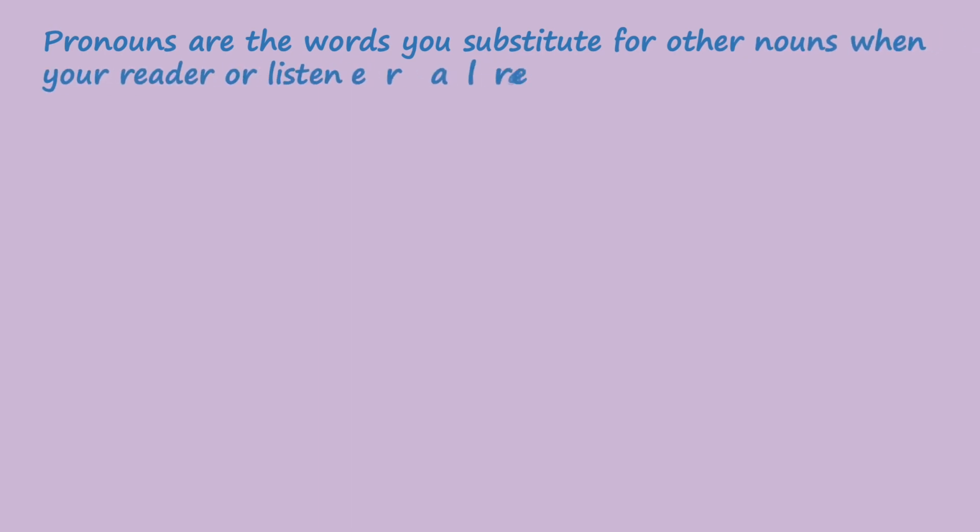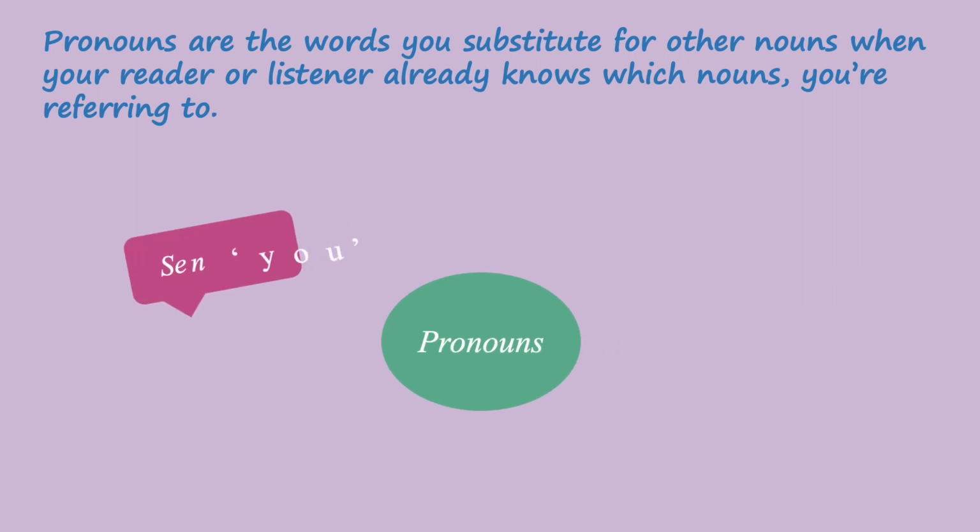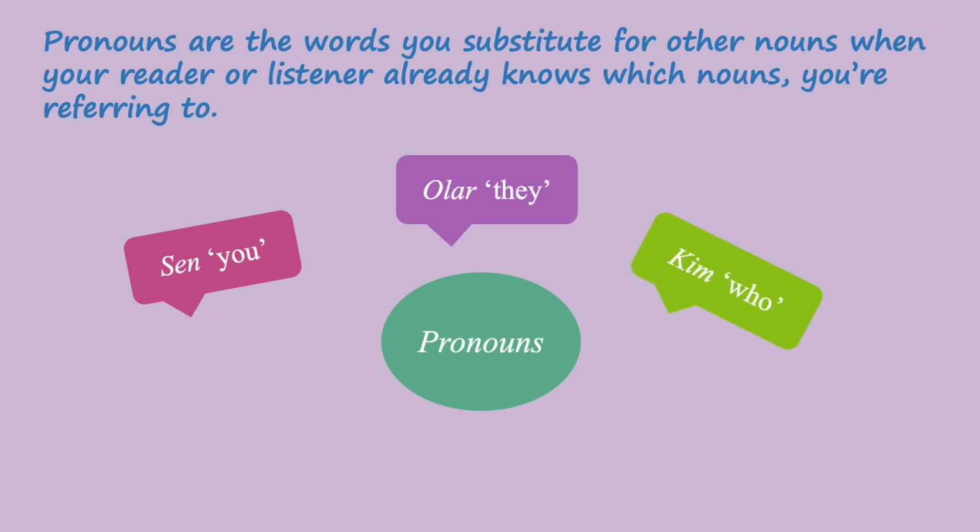Pronouns are the words you substitute for other nouns when your reader or listener already knows which nouns you are referring to. Pronouns make the meaning of your sentence clear and shape how we perceive people and things. There are words like sen (you), olar (they), kim (who), özüm (myself), anau (that), and so on. Pronouns can replace both proper and common nouns.